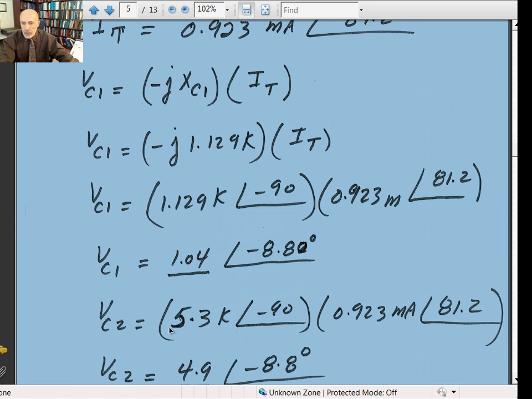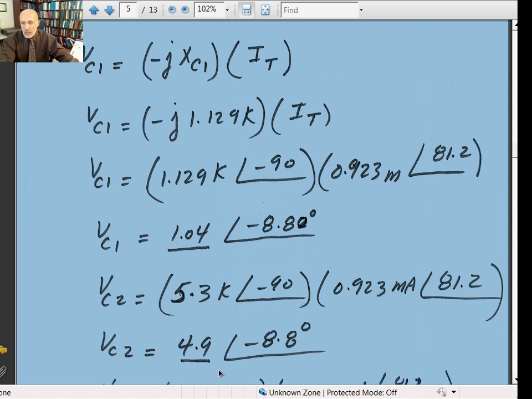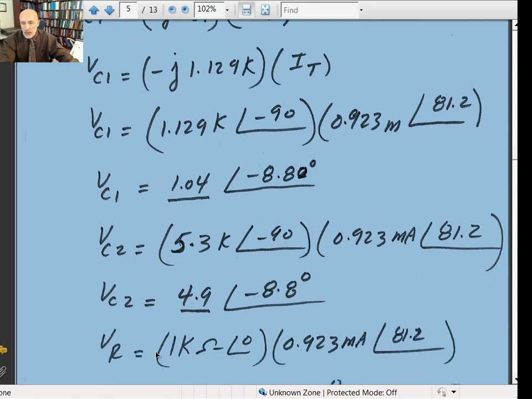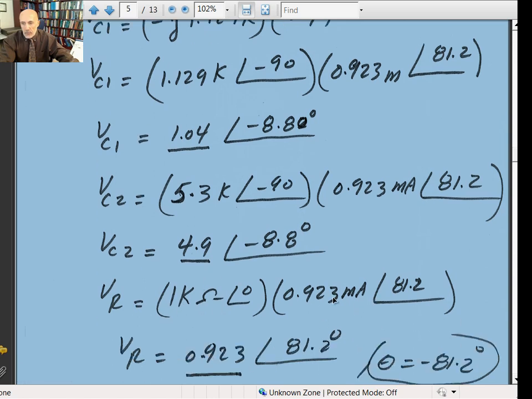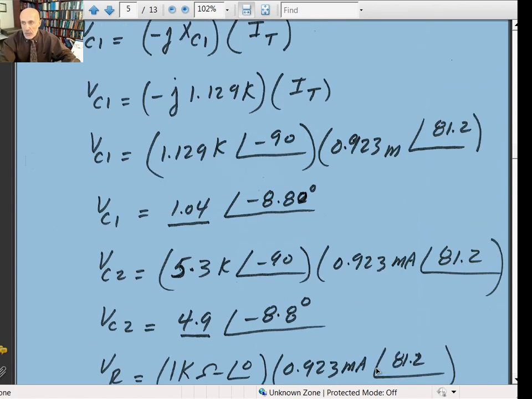Voltage across cap 2 would be its reactance, which is 5.3 K at minus 90, times the current. And that gives you 4.9 at minus 8.8. So both voltages would be in phase. And of course the voltage across the resistor is simply 1K times the current. And that gives you 9.923 volts, as milli and K cancel out, at an angle of 81.2. But they ask for the angle theta. That's the theta for the impedance, and that was minus 81.2.